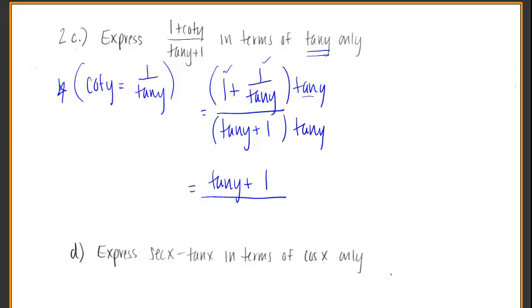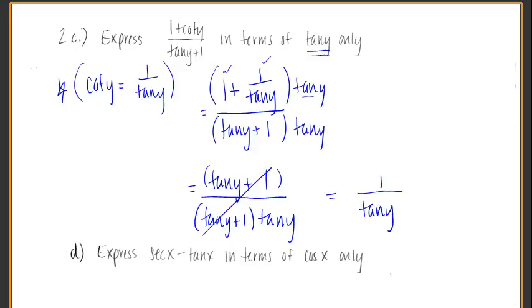And then down here in the denominator, I'm not going to distribute. Hopefully you see right now why I'm not going to distribute. Because the top says tangent y plus 1, and the bottom has a factor of tangent y plus 1. So if I cancel these out, what's left in the top is just 1, and what's left in the bottom is tangent y. So let's box that up and call that done.